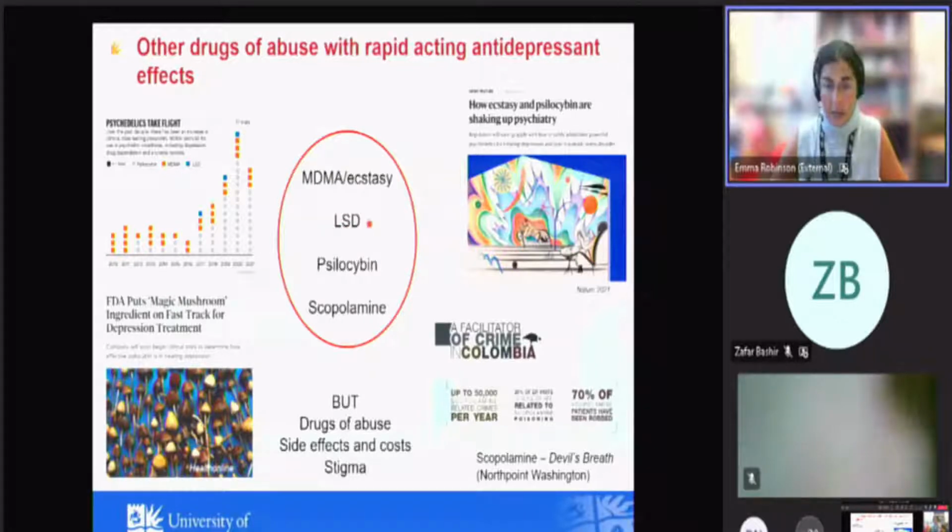And an interesting drug as well, which is scopolamine, which is a muscarinic antagonist, more commonly known for its association with crime in countries like Colombia, where it's blown into people's faces, called devil's breath, and it causes this amnesic effect. But at low doses, it's been shown to be antidepressant. So we have a really exciting but also lots of questions that this raises.